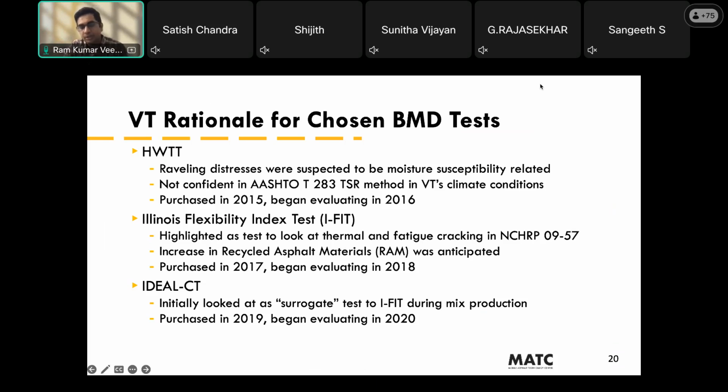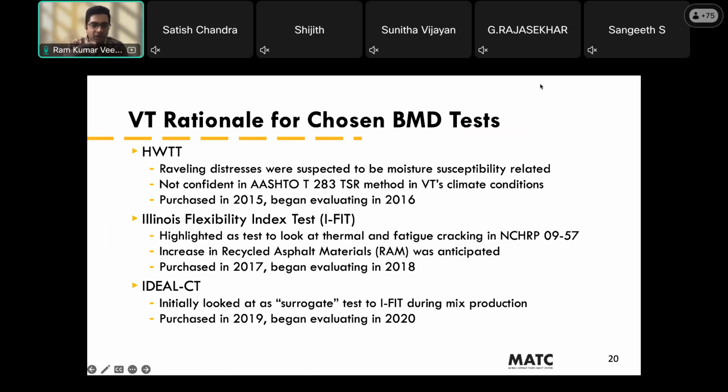As I mentioned before, they had issues with raveling, and they suspected it to be moisture susceptibility related. Plus, the neighboring state of Maine also had experience with moisture susceptibility, and Maine had success with the Hamburg wheel tracking test, which encouraged Vermont as well. Like, hey, Maine is having good success with the Hamburg wheel tracking test, so let us try adopting it to see if it simulates field conditions.